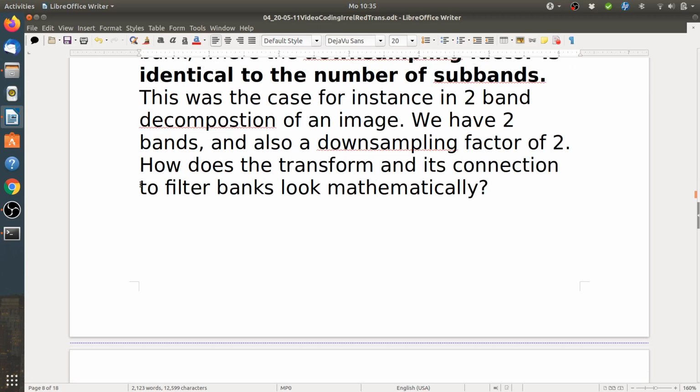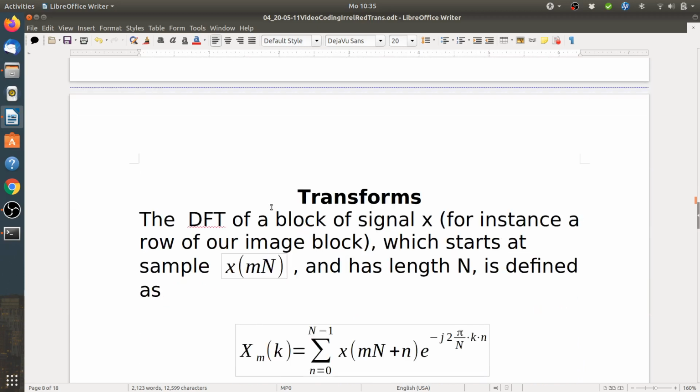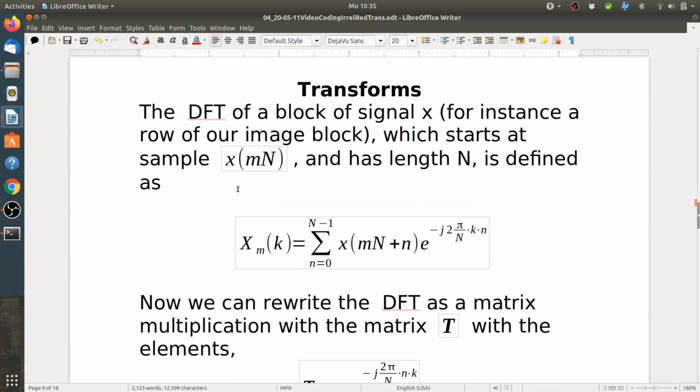So how does the transform and its connection to filter banks look mathematically? Here you can see it. Let's start with the DFT. We take a block of our signal x, for instance a row of our image, which starts at sample mN, where m is our block index and capital N is our block size. So the block has length N, and then we can apply the DFT using this equation here.